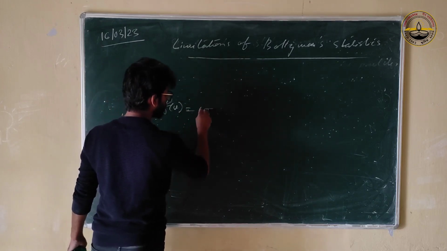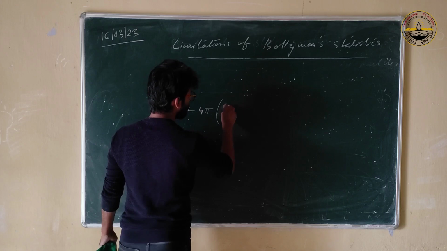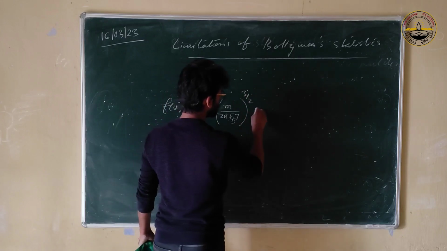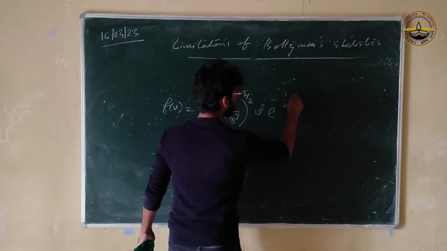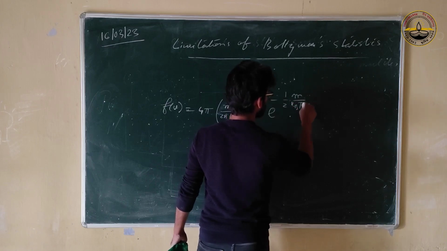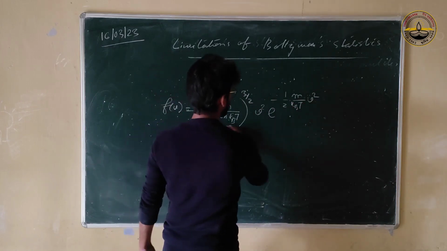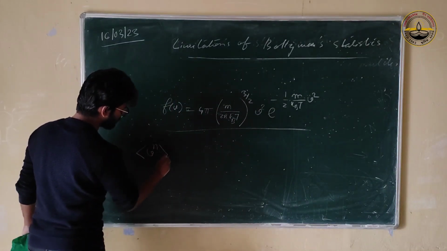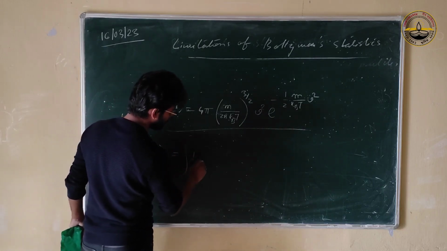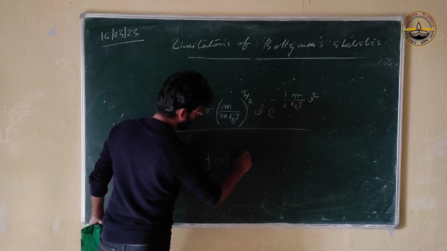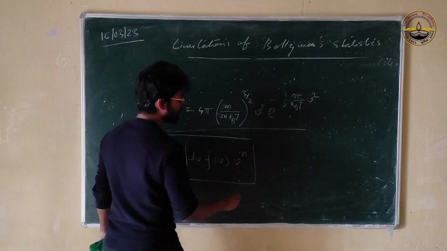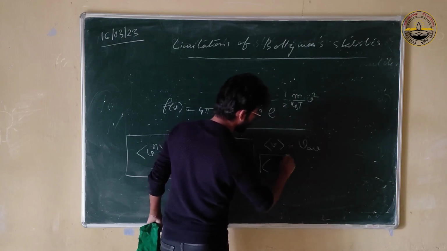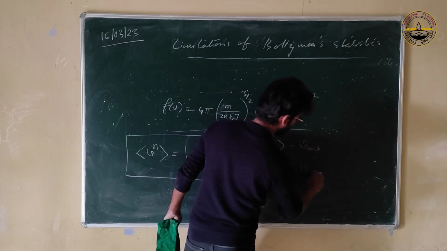What was it for the speed? It is 4 pi times m over 2 pi k_B T to the power 3 by 2, v squared e to the minus half m over k_B T v squared. That was your velocity distribution probability, and therefore for any expectation value of v to the power n, you have to do the integral dv f of v times v to the power n. Using this formula, if you do v, it will be v average. If you do the square root of v squared, this will be v RMS.